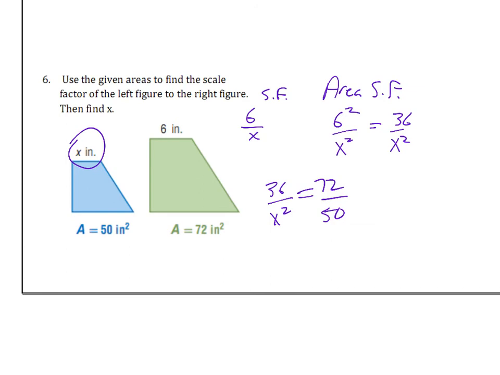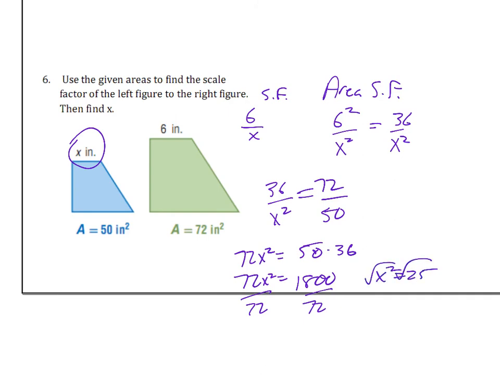So now it becomes a little tougher of what we got to do, but not impossible. So on the other side, I'm going to take 50 times 36. So that's going to be 72x squared equals 1800. Divide that guy by 72. Square root. X is going to equal 5. So my answer here is this length is just going to be a length of 5.